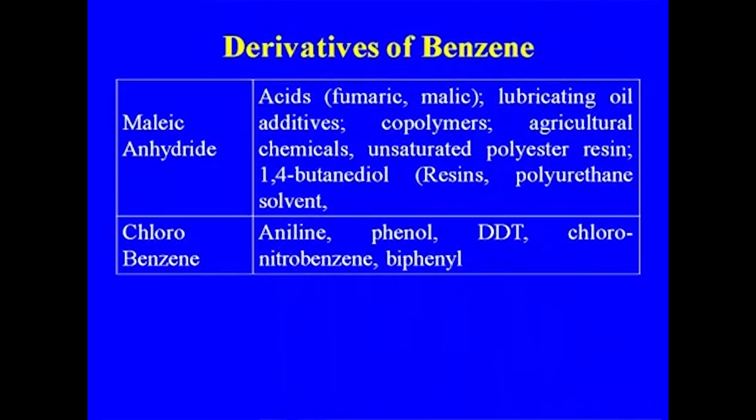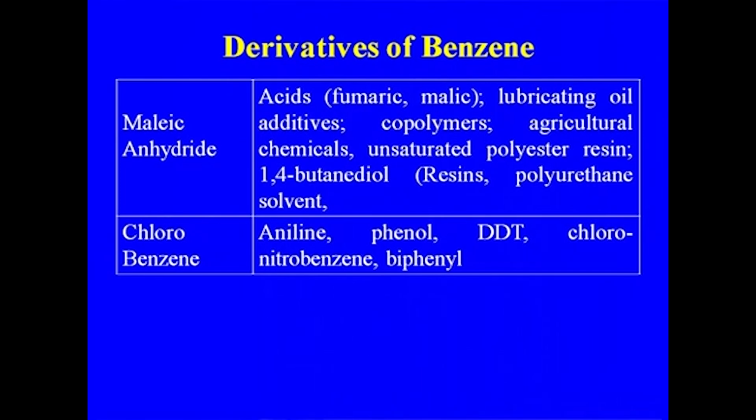Another derivative of benzene is maleic anhydride, which is finding wide application as lubricating additives, copolymer, agriculture chemicals, unsaturated polyester resin, 1,4-butanediol. These are some of the product outlets for maleic anhydride.